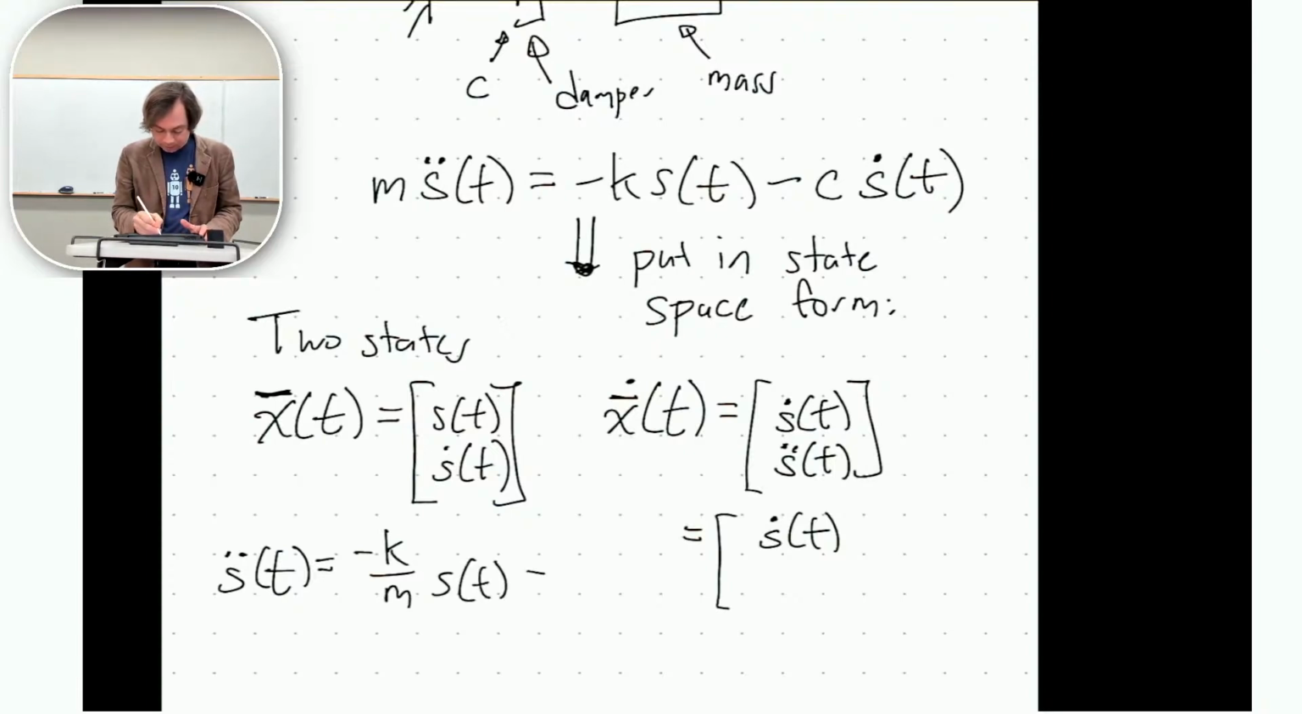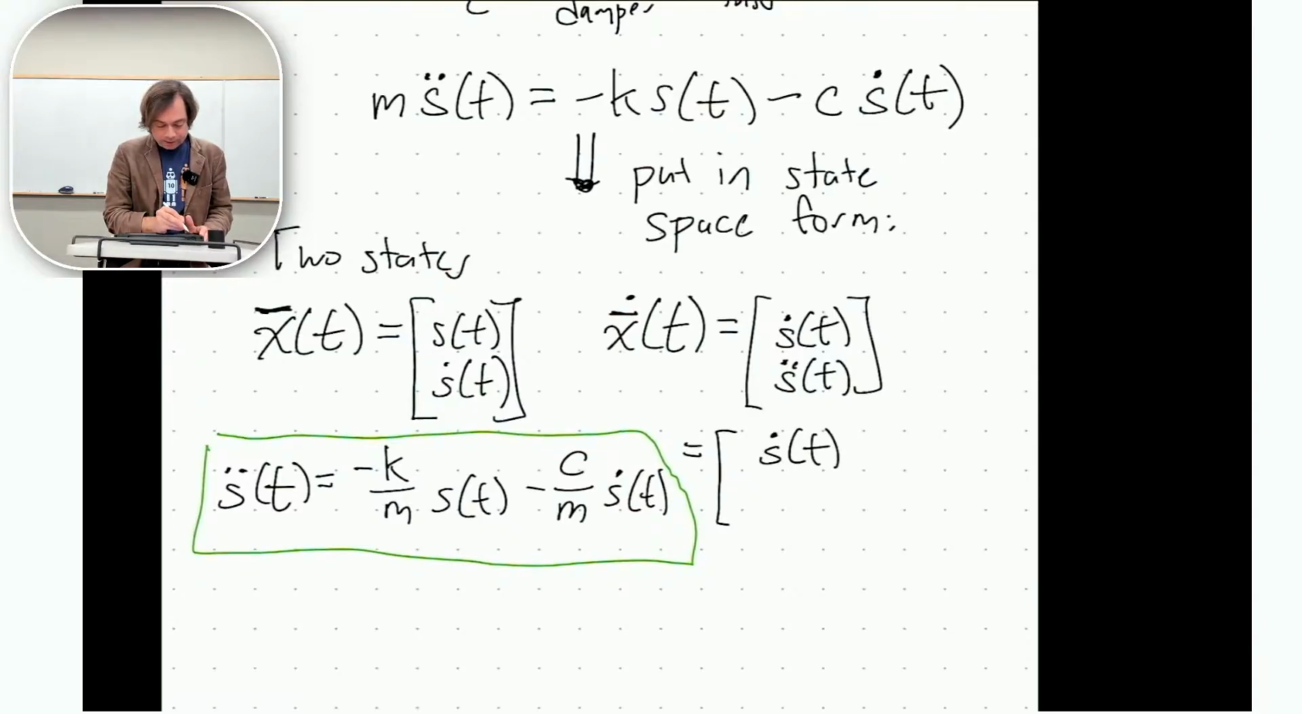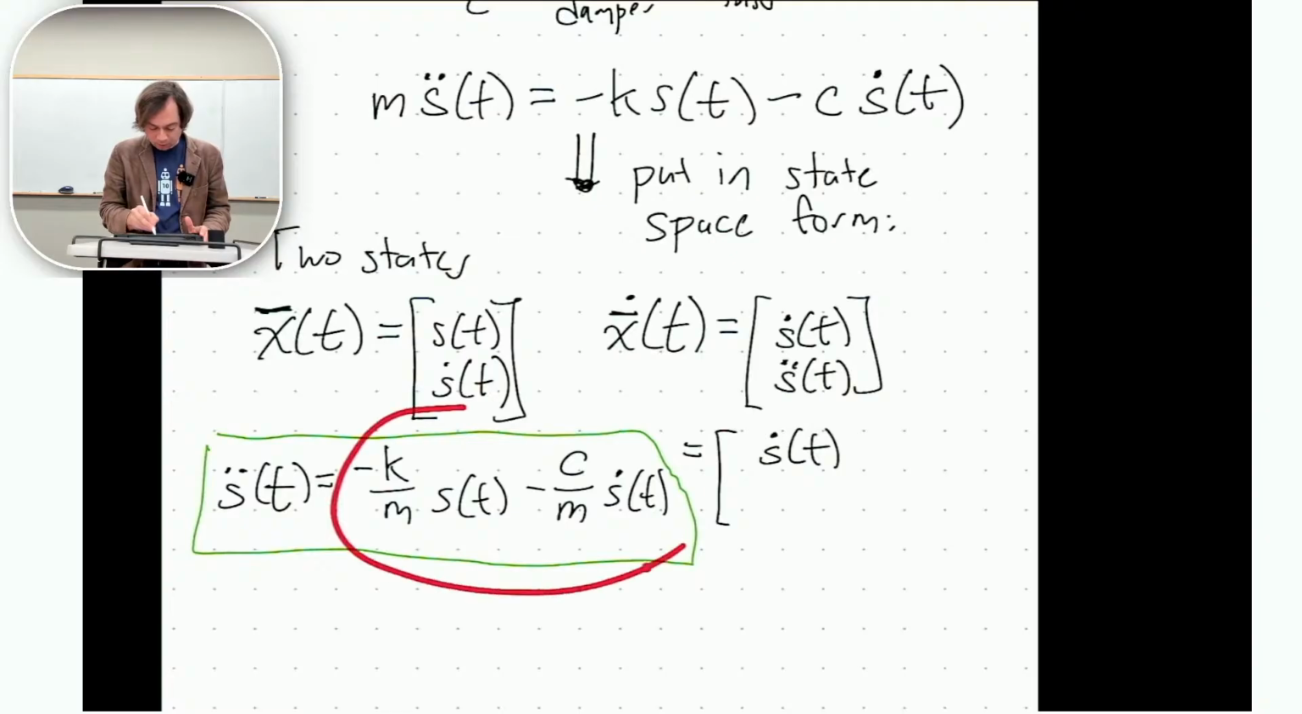And minus c over m s dot of t. This little box is starting to crowd my own space here, so I'm going to box that in. So we now know that S double dot of t is equal to all this. That's a state, that's a state. Let's just write this all in here.